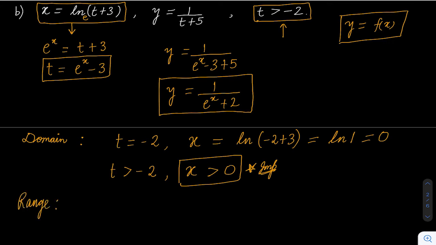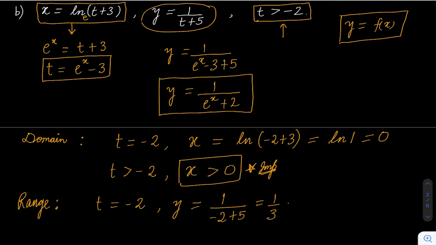Now range means we have to find the range of y. This is my y. Now again I will do the same thing. As t is greater than minus 2, I will first find, when t is minus 2, what is my y value? So when t is minus 2, minus 2 plus 5, this will come out to be 1 by 3.